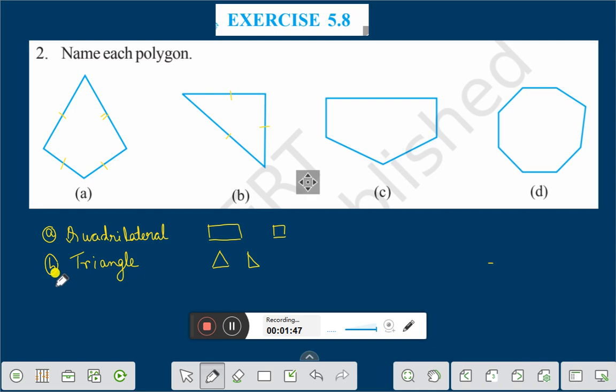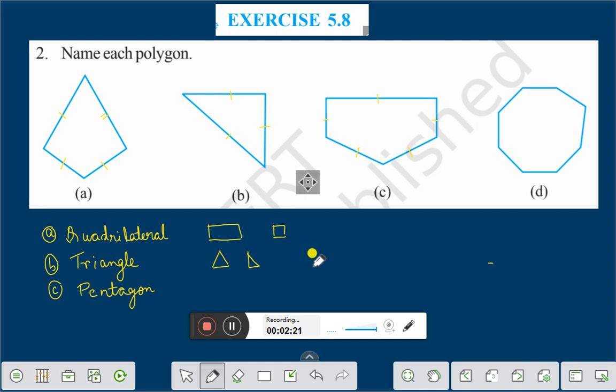Now question number C. In question number C also, you see these are made up of line segments 1, 2, 3, 4, 5. 5 line segments are there. Therefore, it is known as a pentagon. 5 sides. P, E, N, T, A, G, O, N. This is a pentagon, right?